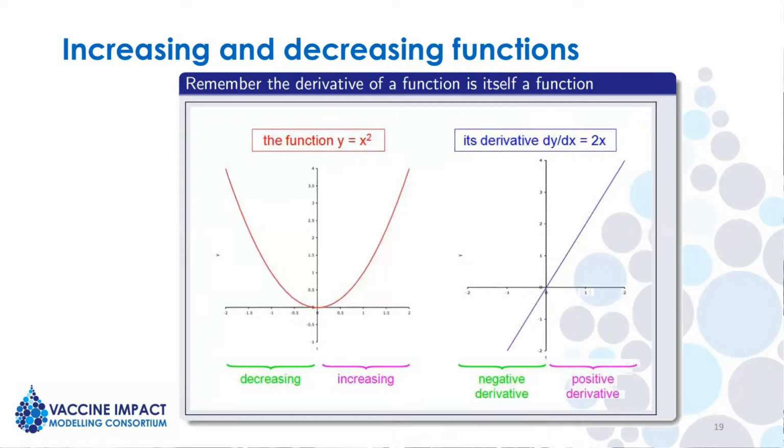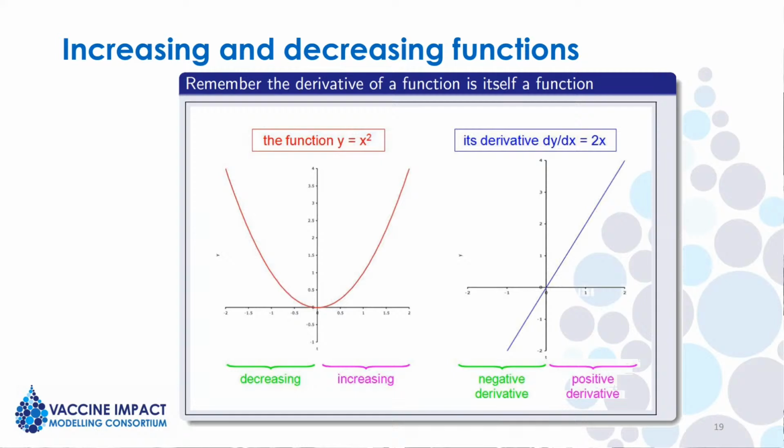So we need to remember that when we differentiate, we are differentiating in a general form, I should say. We are essentially getting another function. So if we differentiate our x squared, we get our y equals 2x, which is another function.